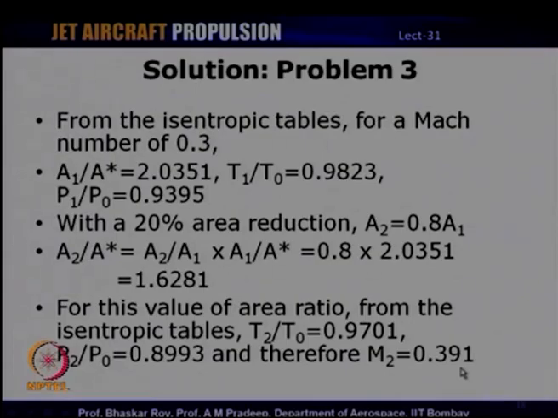You can immediately see that the inlet Mach number was 0.3. With a 20% reduction in area for a subsonic nozzle, we get an exit Mach number of 0.391. So, there is an acceleration of flow in this nozzle where the area has been reduced by 20%. Now, let us calculate the exit static temperature and static pressure.